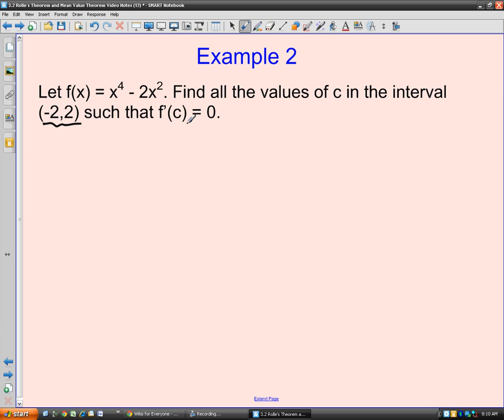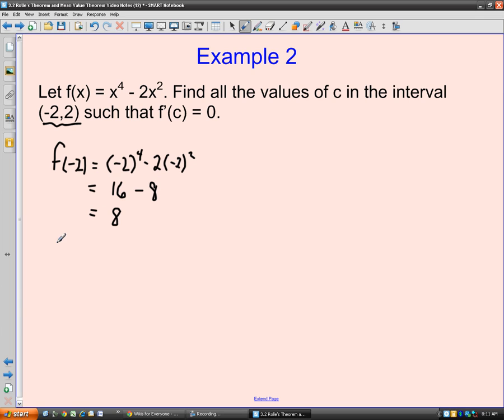So again, Rolle's theorem. But if Rolle's theorem is going to work, we're going to have to find out what the function's value is at -2 and at +2. So I'm going to go ahead and plug in -2 into the function. And if they come out to be the same, then Rolle's theorem will work for us. And so then it looks like I get 16 minus 8, which gives me a value of 8.